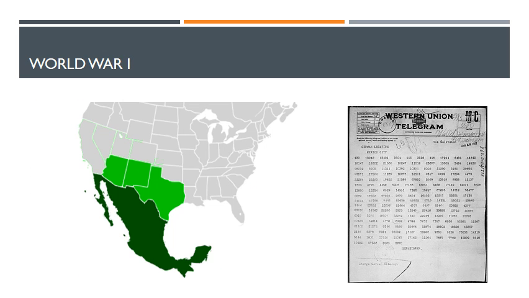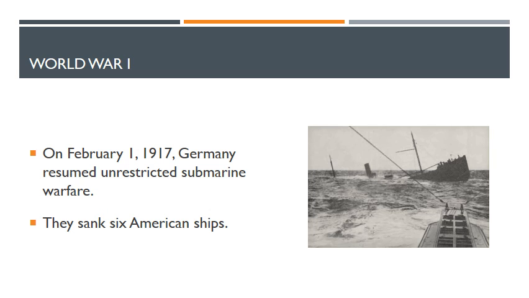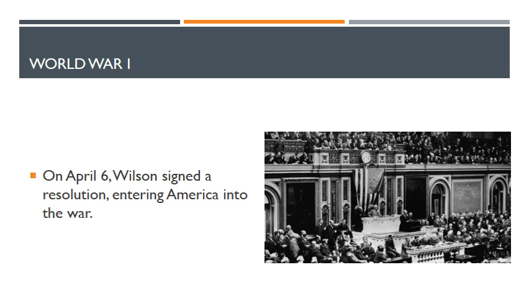The reward for Mexico would be regaining the lands taken from Mexico by the United States, including the states of Texas, New Mexico, and Arizona. Mexico very wisely declined the opportunity. When the news leaked about the Zimmermann telegram, Americans were outraged and clamored that war with Germany was necessary. Germany did resume unrestricted submarine warfare, and in the next 2 months sank 6 American ships. And on April 6, President Wilson signs a resolution: America has entered the war.